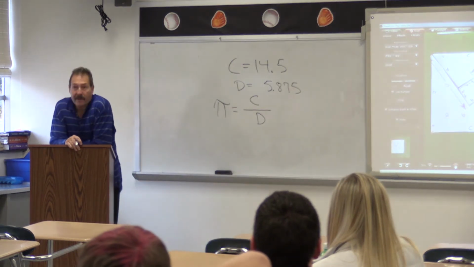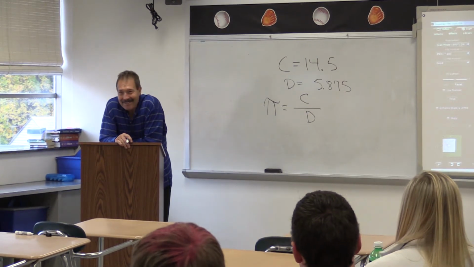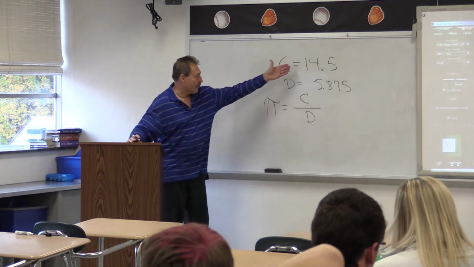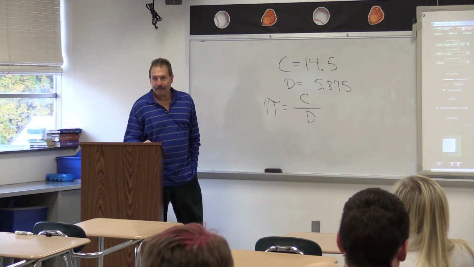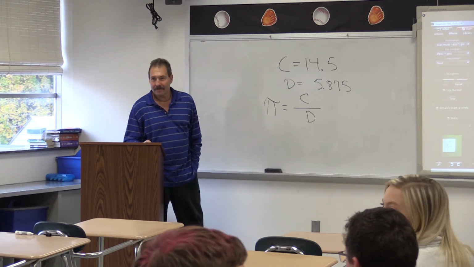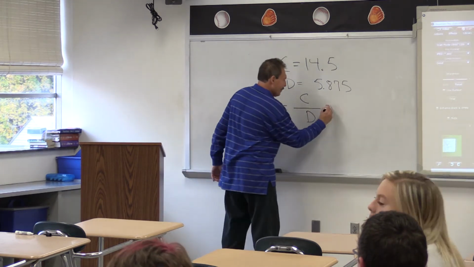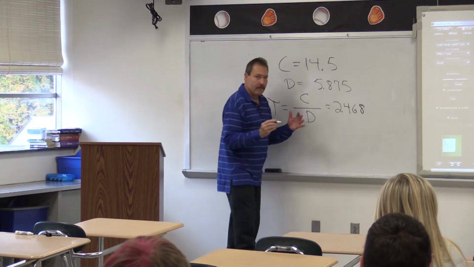Good, help me out, Scott. You get out your calculator. Velocity, we're going to go again. She's just a noise maker. It's all right. Scott, I want you to take 14.5 divided by 5.875. 2.468. Now, we didn't come too close. We're supposed to get 3.14.